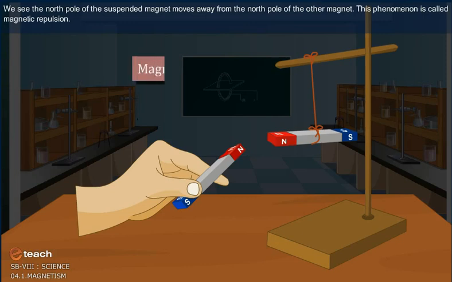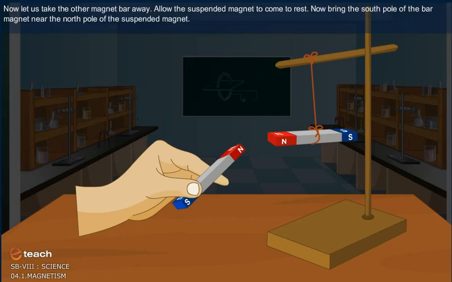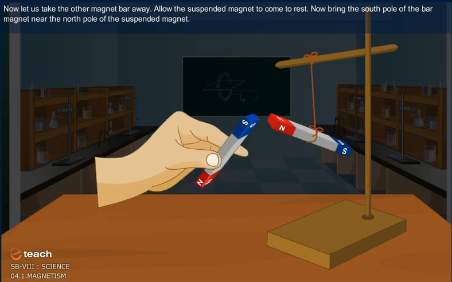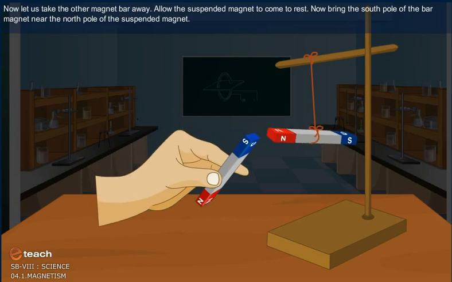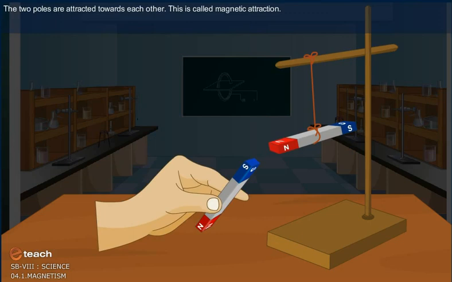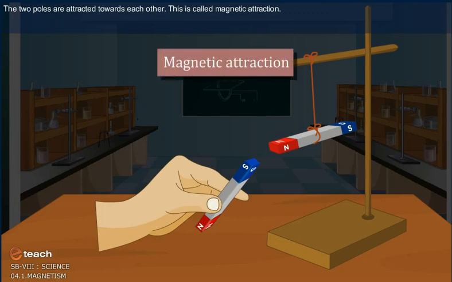This phenomenon is called magnetic repulsion. Now, let us take the other magnet bar away. Allow the suspended magnet to come to rest. Now bring the south pole of the bar magnet near the north pole of the suspended magnet. The two poles are attracted towards each other. This is called magnetic attraction.